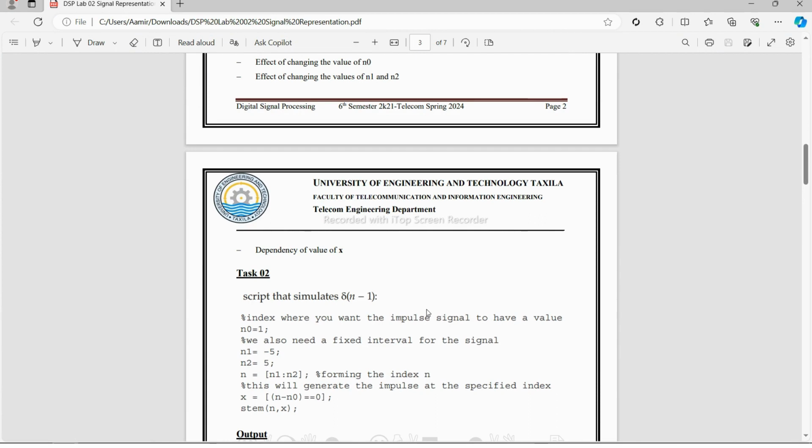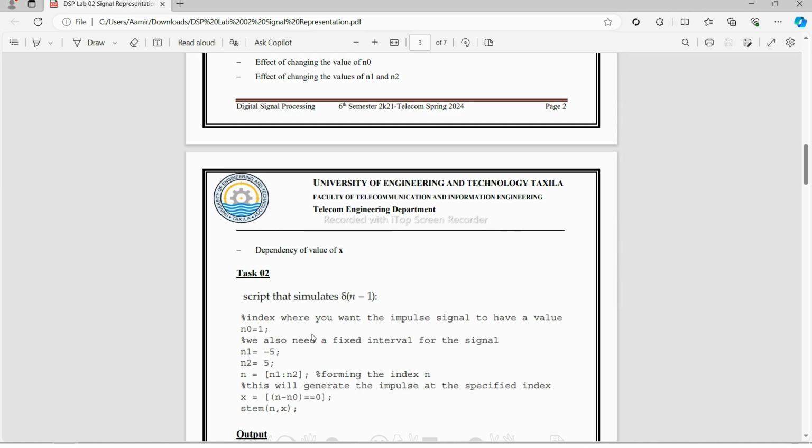Now we will come towards task number 2, which is a script that simulates delta of n minus 1. In this task, the script simulates an impulse signal at an index, delta bracket n minus 1, where n naught is set to 1. The signal is generated within the interval n1 and n2, which is from minus 5 to 5.